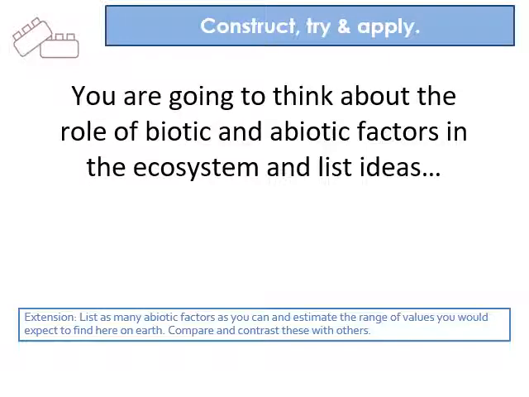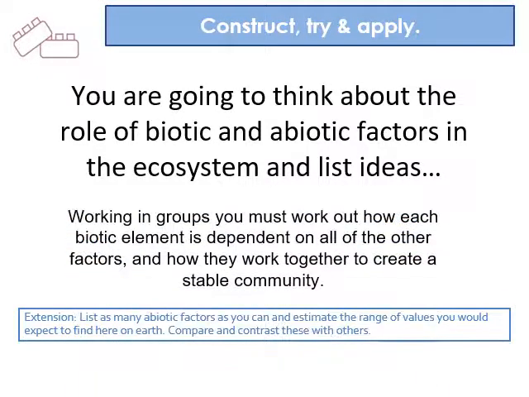So now we're going to start thinking about the role of biotic and abiotic factors in the ecosystem and just write down our ideas. Normally I'd ask you to work in groups at this point to discuss and work out how each biotic element is dependent on all other factors and how they work together to create a stable community. Obviously that's not quite possible and you are on your own. However, within the team you can still discuss your ideas and help each other out, but you will need to jot your own ideas down now.